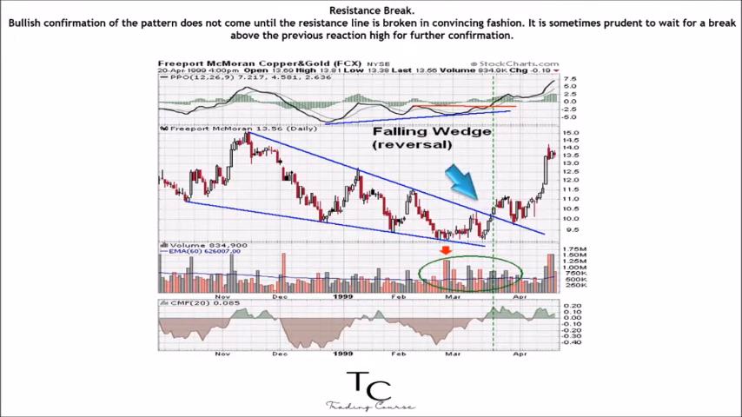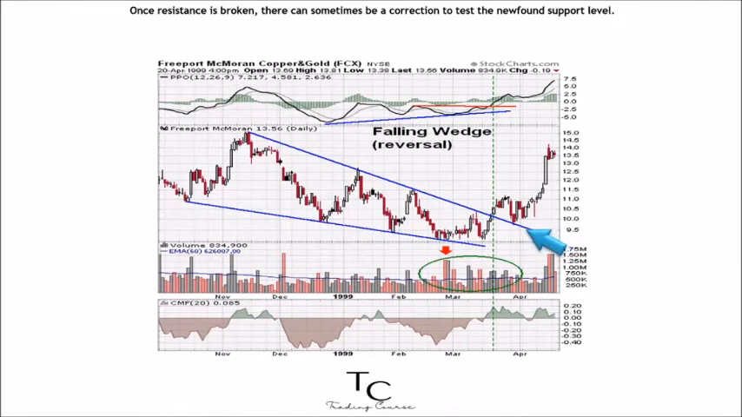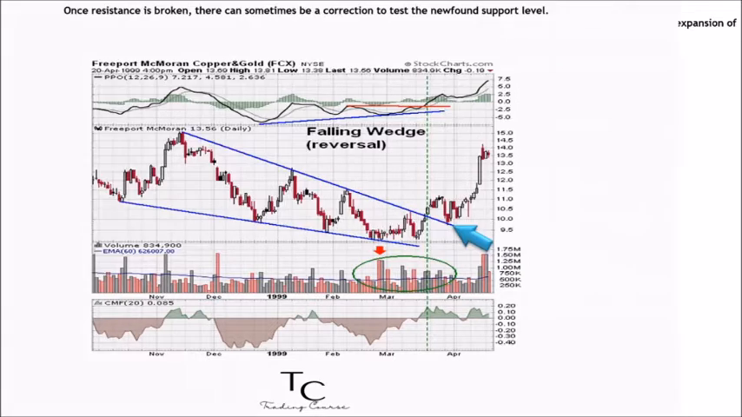Resistance break. Bullish confirmation of the pattern does not come until the resistance line is broken in convincing fashion. It is sometimes prudent to wait for a break above the previous reaction high for further confirmation. Once resistance is broken, there can sometimes be a correction to test the newfound support level.